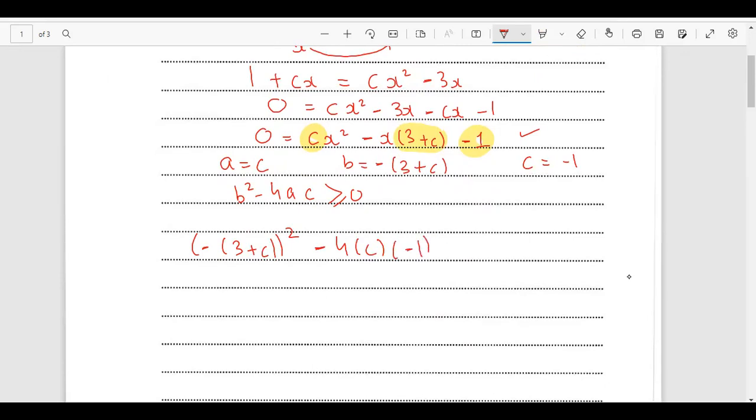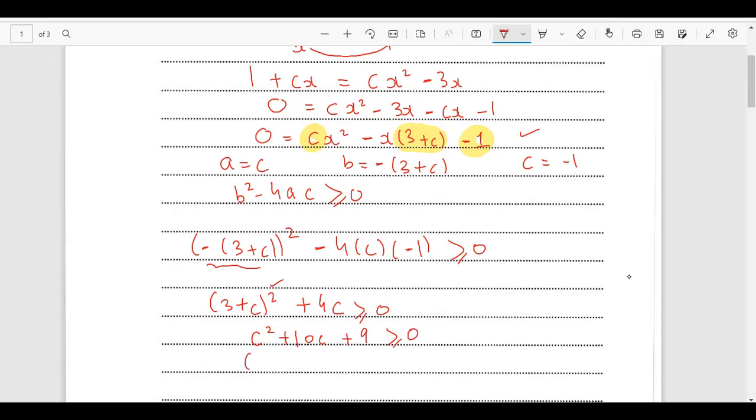Okay, and then this is greater than or equal to 0. I am going to simplify it. This can be written as (3 + c) squared, because the square of a negative number is the same as the square of the positive version of that number, and then plus 4c greater than or equal to 0. I'm going to expand it, and finally I would get c squared plus 10c plus 9 greater than or equal to 0. Next, I'm just going to factorize it.